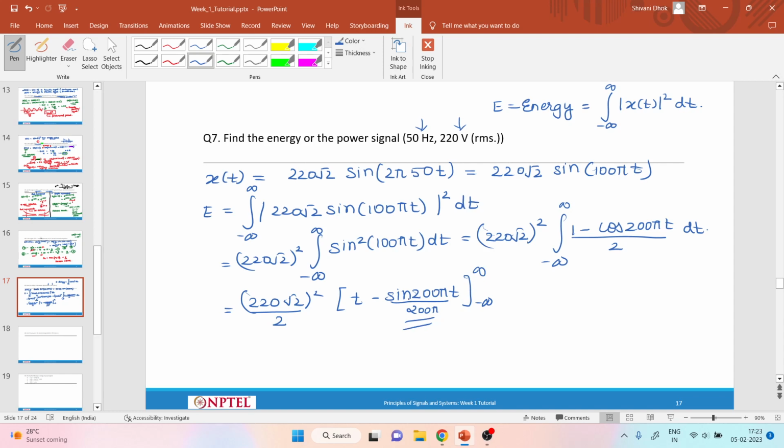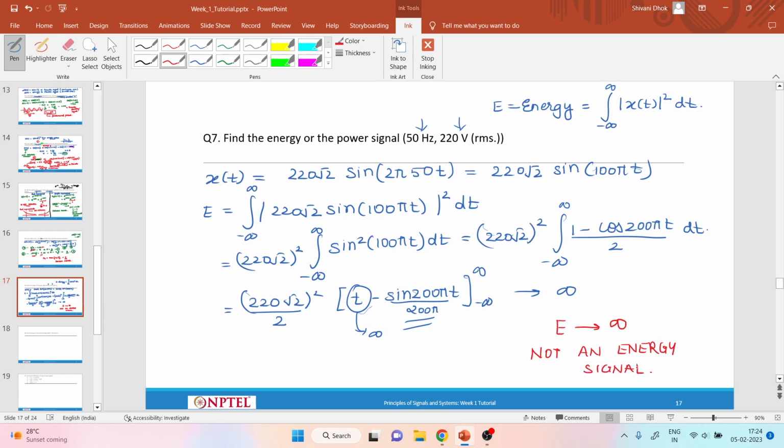Forget this term here, just concentrate on this term. If I'm having this varying from minus infinity to infinity, this term will go to infinity irrespective of whatever we are having here. So this energy will tend to infinity. So for this sinusoid, my energy is tending to infinity, and when this energy is tending to infinity, it is definitely not an energy signal.